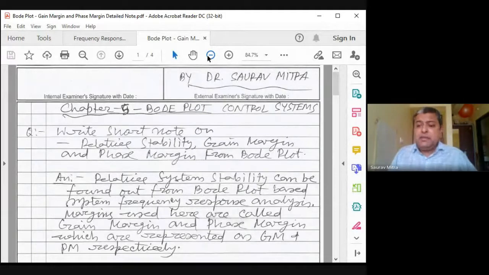Second thing, whenever output and input are the same, V output by V input is 1. What is the dB gain? Log of 1 is equal to 0, into 20, it is 0. So whenever I am saying output is equal to input, where will you plot it? You have to plot it on the 0 axis.